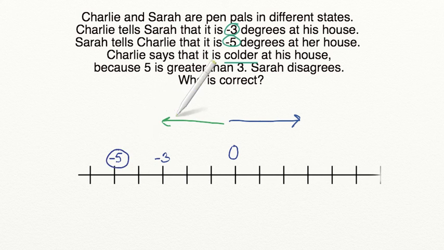Because remember, all numbers to the left of 0 are getting smaller and smaller the further we get away from 0. So that not only means that -5 is a smaller number, if we were thinking of temperature, it also means that it has less heat and is a lot colder. That means that Sarah is correct. -5 is less than -3. And Charlie is incorrect because he was thinking about positive numbers. And when we're working with positive numbers, 5 is greater than 3.